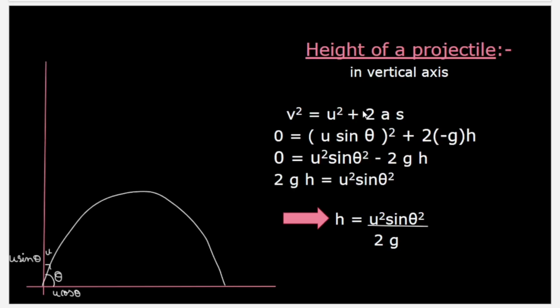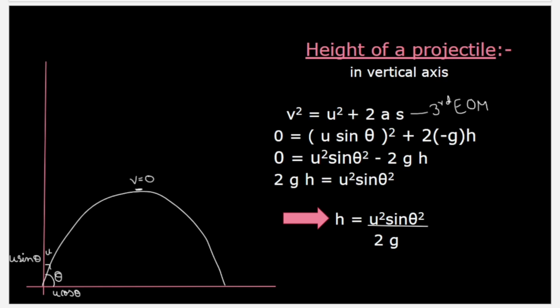Next topic is height of a projectile. There is a parabola drawn whose angle is theta with initial velocity u. In height of a projectile, we will be considering the vertical axis, that is the y-axis. So the final velocity will be 0, and initial velocity will be u sin theta.